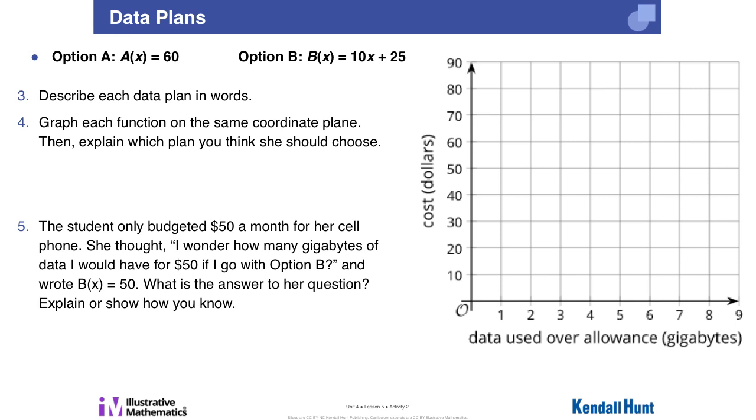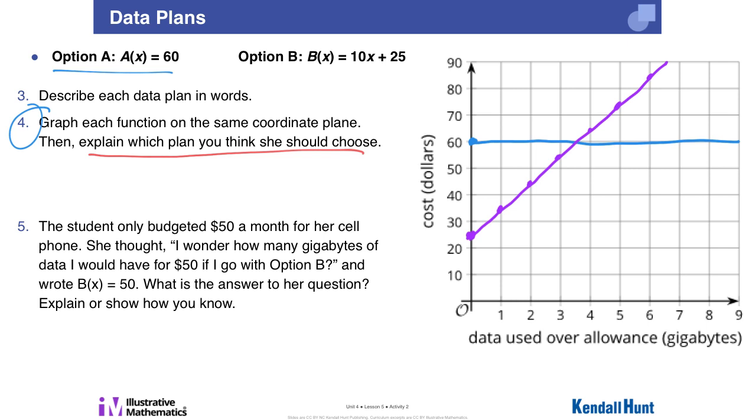In number 4, we are graphing each function. And so let's graph option A here. I'm going to do that in blue. We know that no matter what, she's always going to be paying $60 in option A. In option B, we know that she's starting at $25. Think y equals mx plus b. 25 is the y-intercept. And then she's paying $10 for every gigabyte extra. So that's our slope of 10. And so here's our graph. Make sure you explain which plan you think she should choose. Write that down in your book.